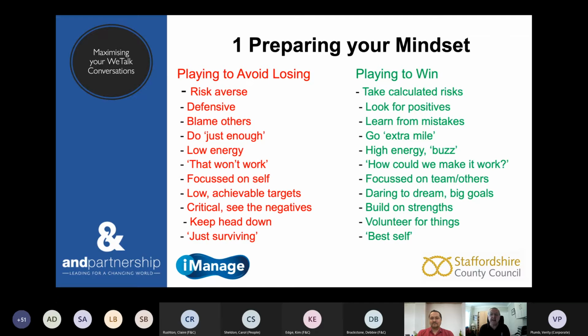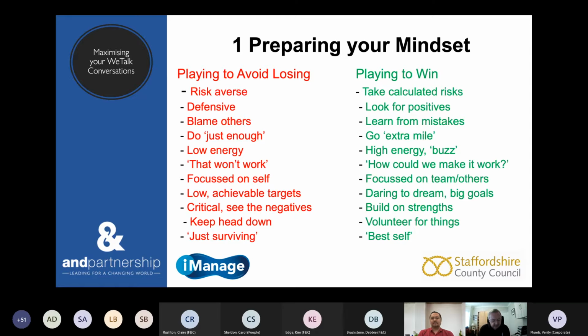In playing to win, you tend to take calculated risks. You look for the positives. You learn from mistakes. You go the extra mile. High energy, buzz. How could we make it work? Focused on the team and others. Daring to dream big goals, building on strengths. And people tend to volunteer for things when they're in playing to win. They tend to be at their best self. So by you being in your playing to win mindset, you're far more likely to help your team members be in their playing to win mindset.